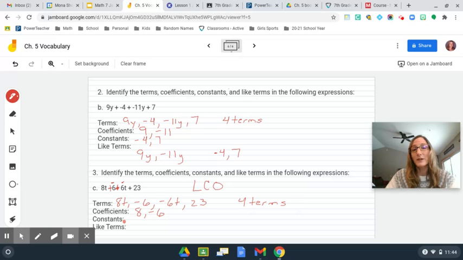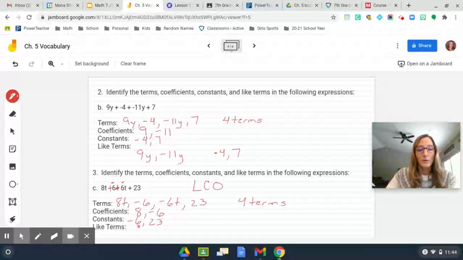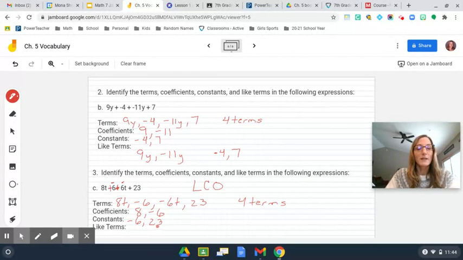Constants, right? So your fixed values, no variables. So that means this negative... see, I almost caught myself. So this plus negative 6 is a constant. And then at the very end, this is actually a positive 23. It says plus 23. So we have negative 6 and a positive 23 as your constants.